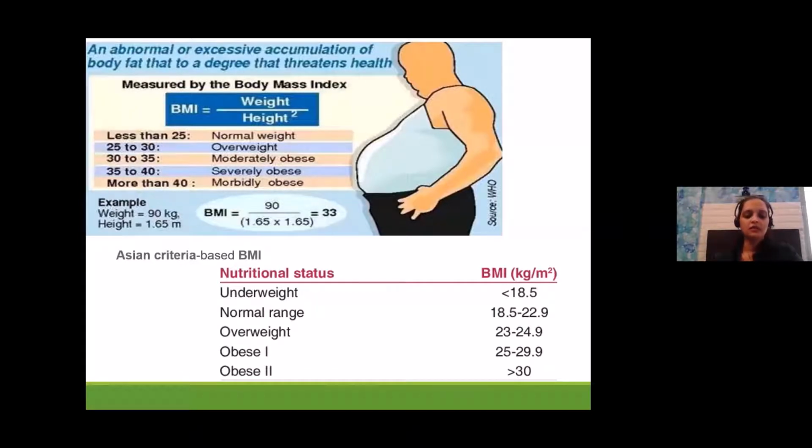There is a direct correlation between the higher ranges of BMI and higher fat percentages. So the higher the BMI, especially more than 30, it is directly proportional to carrying higher body fat percentages as well. Dr. Poonam would be addressing this in more detail after this talk.